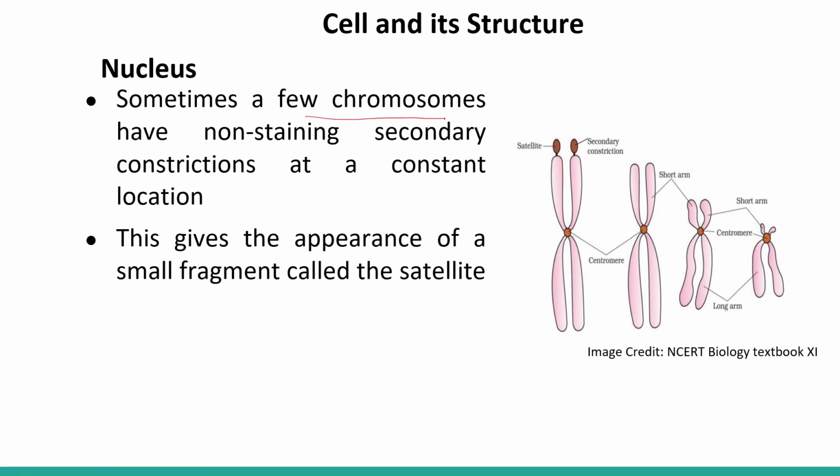Sometimes a few chromosomes have a non-staining secondary constriction at a constant location. Sometimes instead of having one constriction, they have a secondary constriction also. This gives the appearance of a small fragment called the satellite.